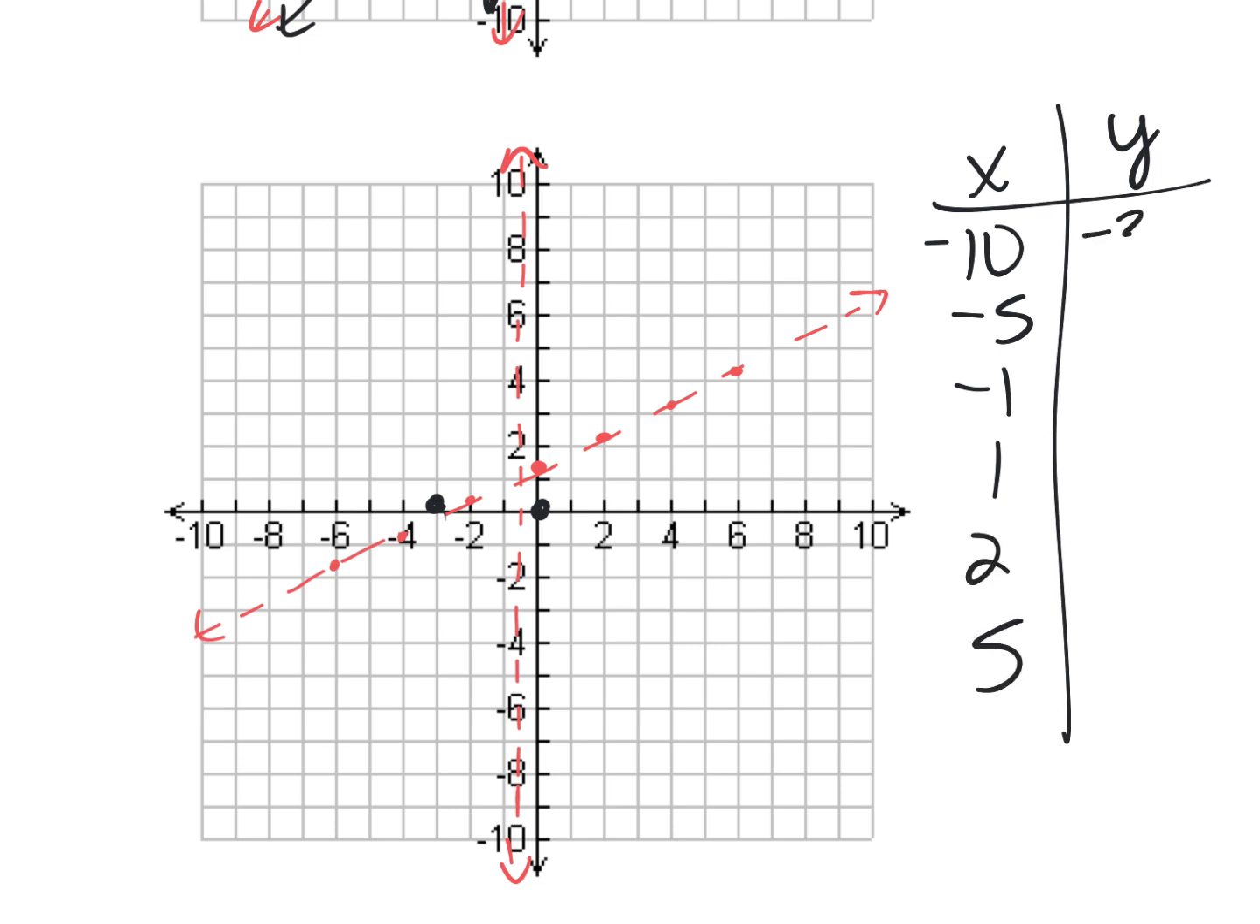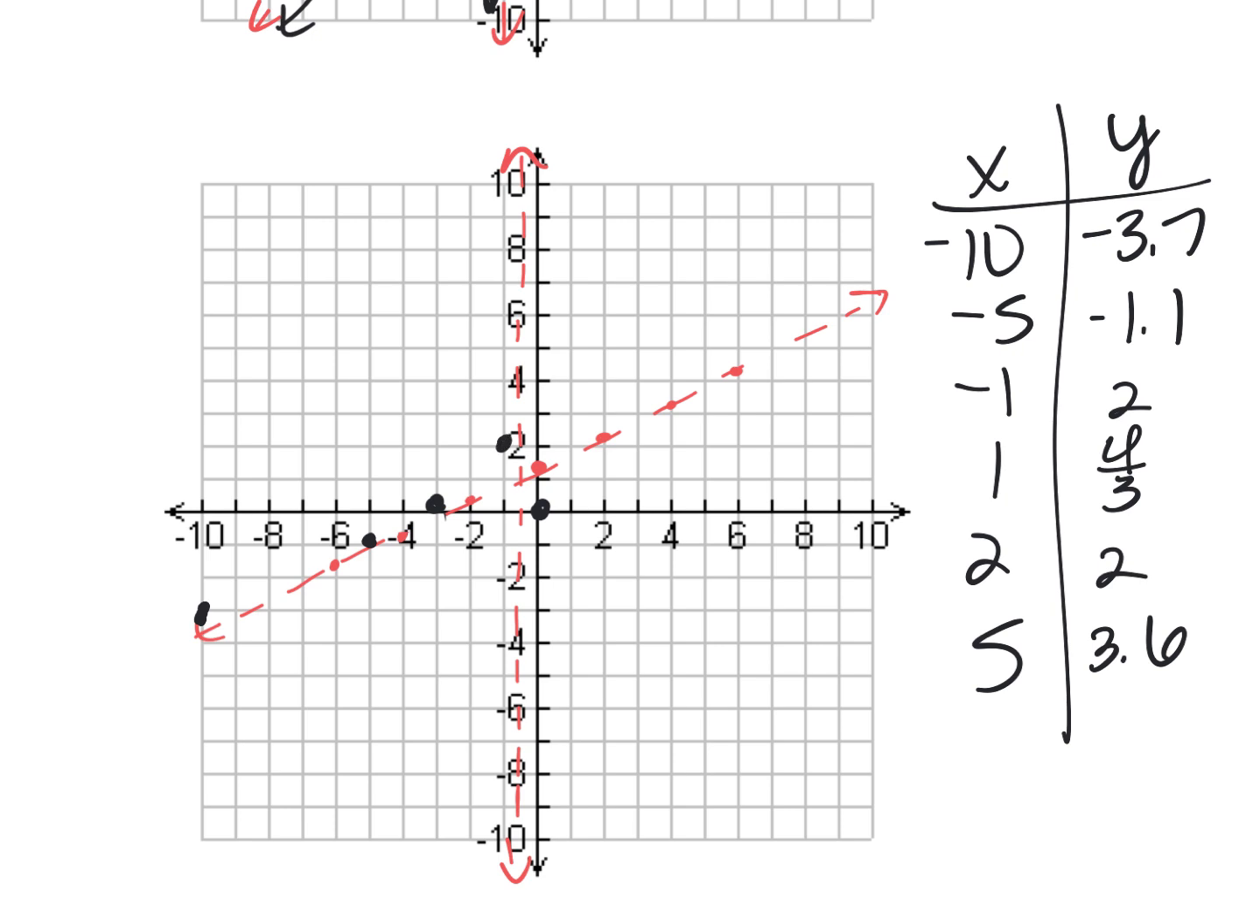-10, you get -3.7. -5 is -1.1. -1 is 2. 1 is 4/3. 2 is 2. And 5 is 3.6. Okay, so let's go ahead and graph it. So -10, -3.7. Pretty darn close to that line. But it's staying above it, just barely. -5, -1.1.